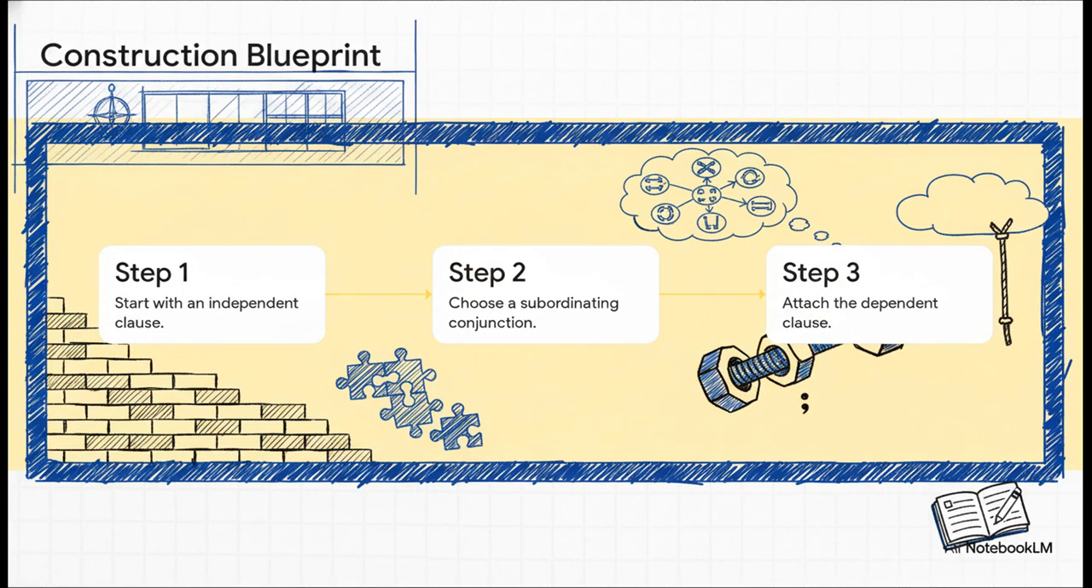You can start with your main foundation, the team completed it ahead of schedule, and then just attach your dependent clause, because they worked efficiently. Or, for a little extra flair, you can put that dependent part first, just make sure you separate it with a comma. Because they worked efficiently, the team completed it ahead of schedule.